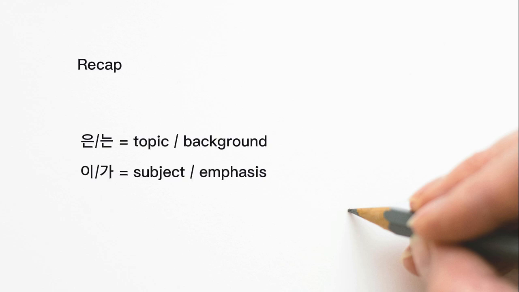To recap, 있는, the topic, introduces what you are talking about, sets the scene, or gives the background. 이가, the subject, highlights the main actor or identifies the one who does the action. If you are not sure, ask yourself, am I setting up the topic or am I pointing to the subject of the action? With practice, you will start to feel the difference naturally.